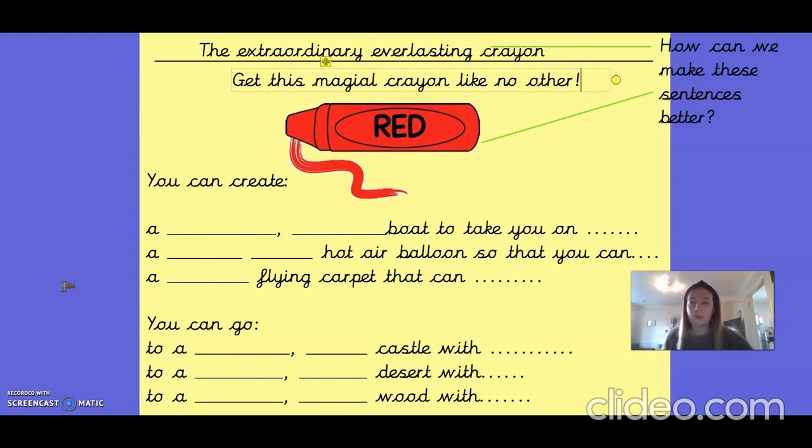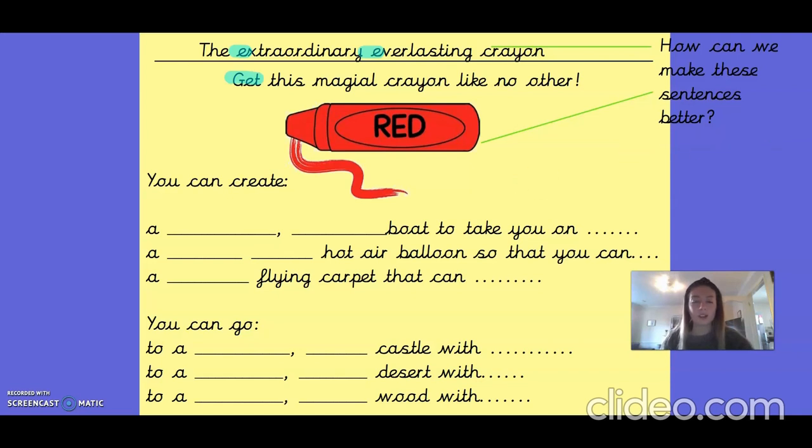Okay, so hopefully you've had a go at improving my title. And I have chosen to improve it by saying the extraordinary, everlasting crayon. So I've tried to use alliteration for extraordinary and everlasting. It means it's a crayon like no other. And it's everlasting because no matter how much you draw, this crayon doesn't run out. It doesn't shrink and it doesn't eventually run out. It's an everlasting crayon. Get this magical crayon like no other. So I'm telling them to get it. I'm using an imperative and bossy verb, and I'm telling them it's a crayon like no other. So hopefully you've had a go as well.